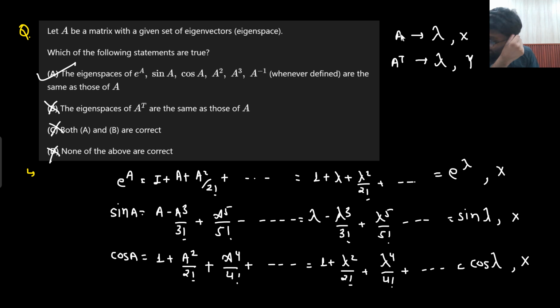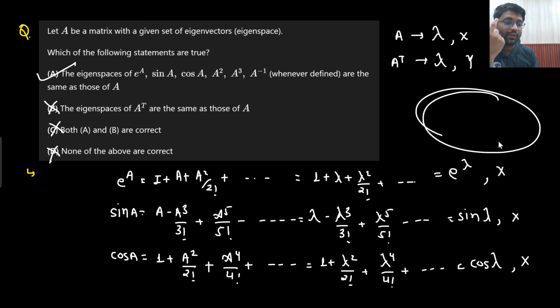Basically for A square, A cube, e to the power A, sin A, cos A, ln of I plus A, for all of them it is true. But A transpose is a different thing. You cannot expand it like that. Understandable? And for A transpose we have proven this as well. I showed you a very small proof in the last lecture, right?